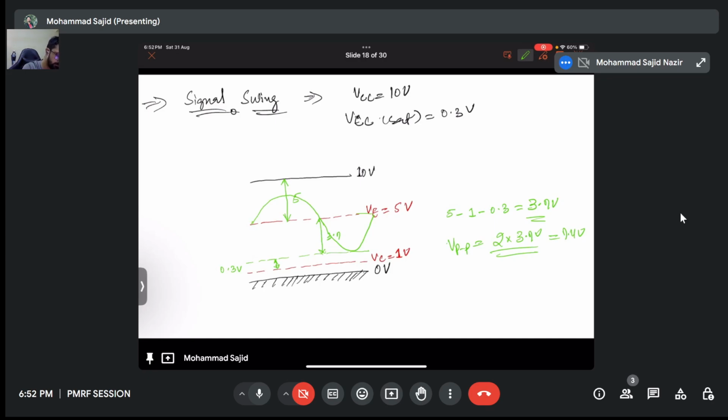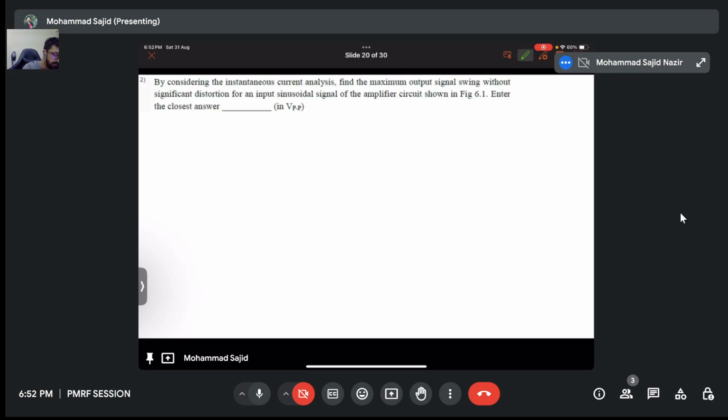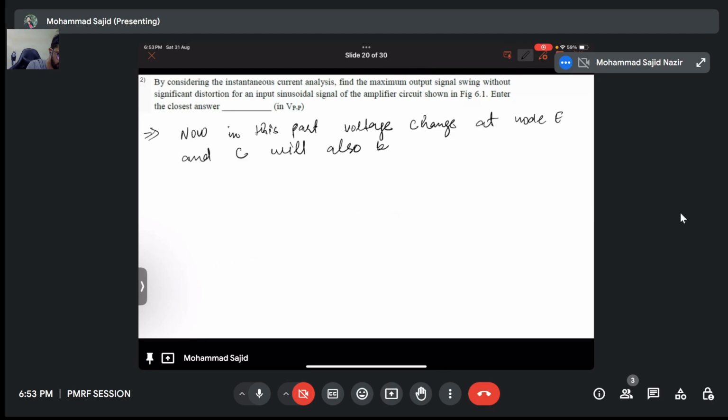Okay, so this was about this. And then we have in this question, in this part, the voltage change at node B and C will also be considered.